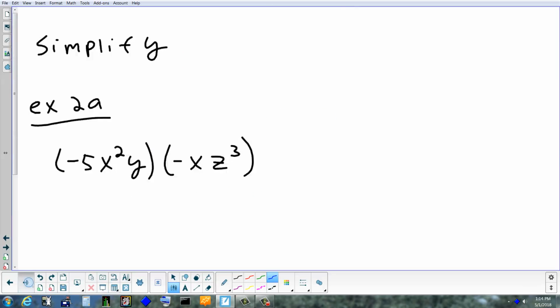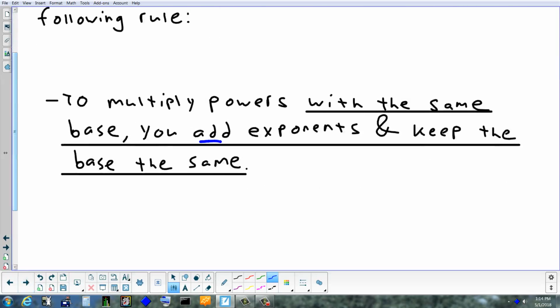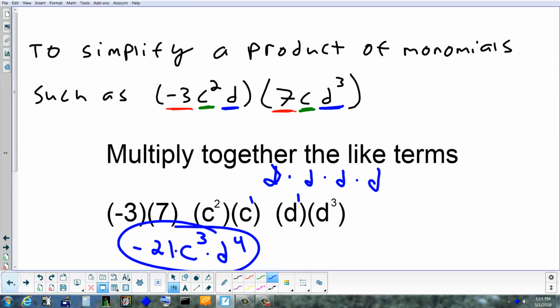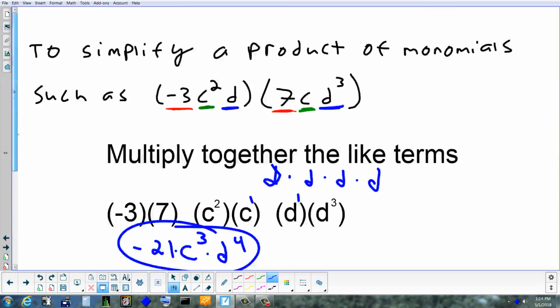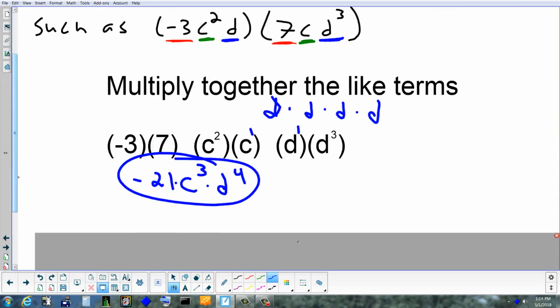Let's go back to this again. You add the exponents when you're multiplying like bases. Oh, okay, yeah, that makes sense. It took me about 10 minutes, but I get it. So the shortcut is when you multiply with the same base, add the exponents. That's how you multiply. Add exponents.